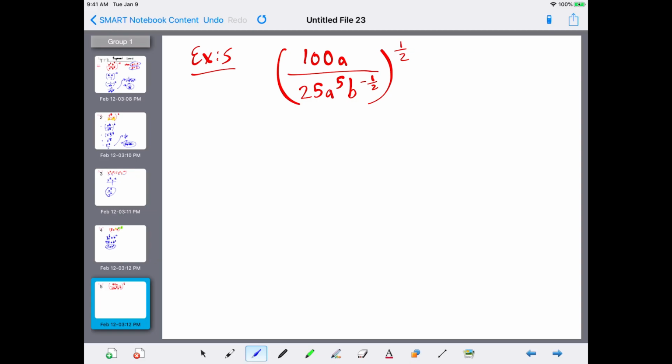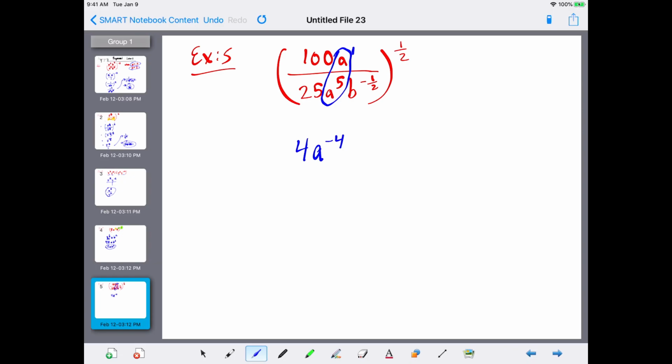And finally, we have one last example. Let's again evaluate what's inside the brackets before we deal with the exponent of 1/2 for the whole thing. Let's look at the coefficients first. 100 divided by 25 is equal to 4. Then we look at the a's. We have an a in the numerator, which we know is a to the exponent 1. It's just an imaginary 1 that's there. When we're dividing, we subtract the exponents when we have the same base. So 1 minus 5 is equal to -4. So we'll have a to the -4.